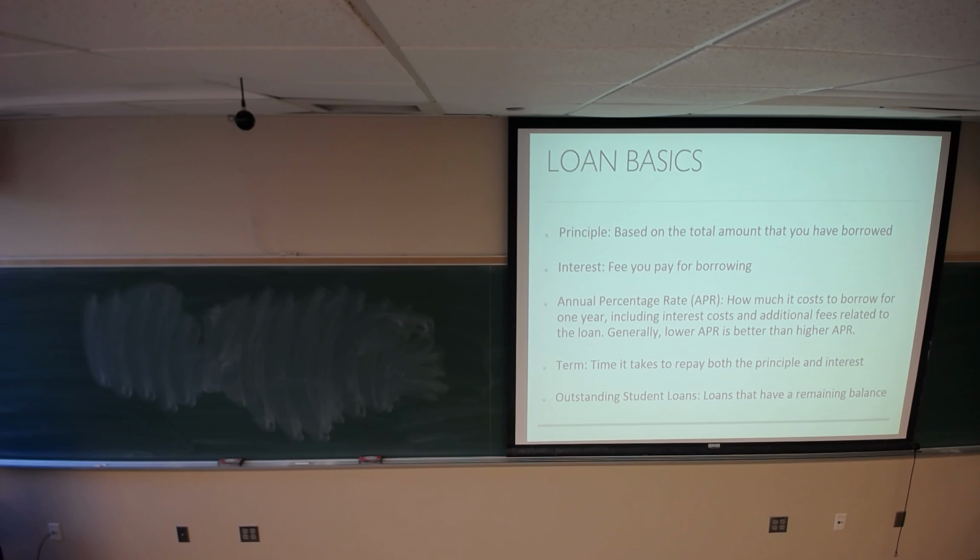If you're having trouble repaying your loan, you can often extend your term, but in extending your term, you're going to be paying lower monthly costs, but you're going to be paying that for longer, so you're going to be paying more in interest. So it's generally a trade-off. Do you want to pay higher payments now and get it paid off faster and pay low interest, or do you want lower payments to pay it off longer but spend more in the long term? Outstanding student loans are any loans that currently have a remaining balance.